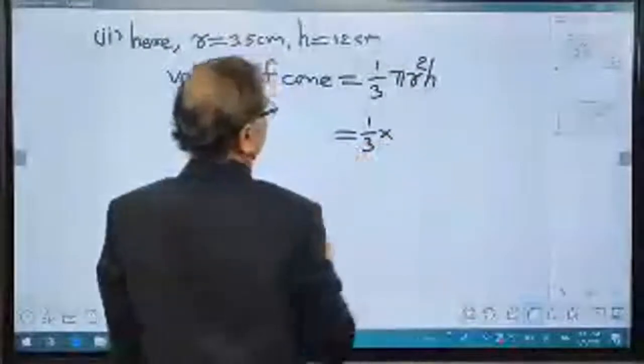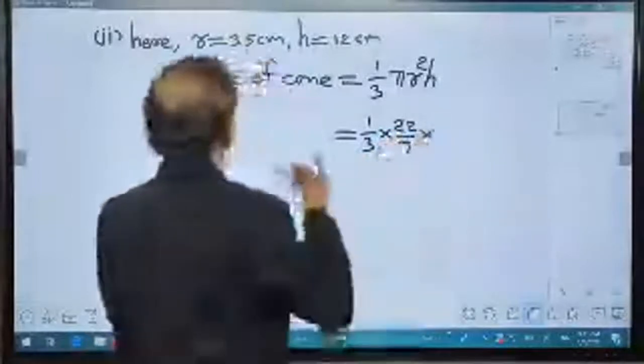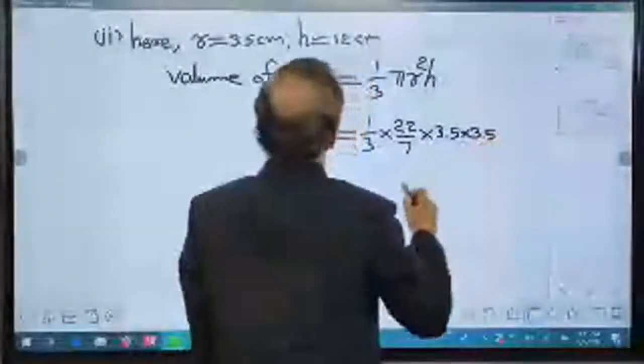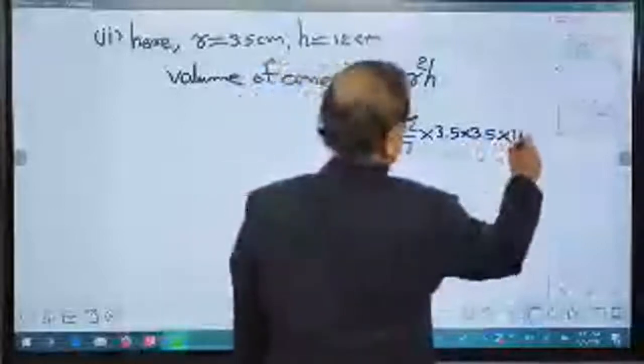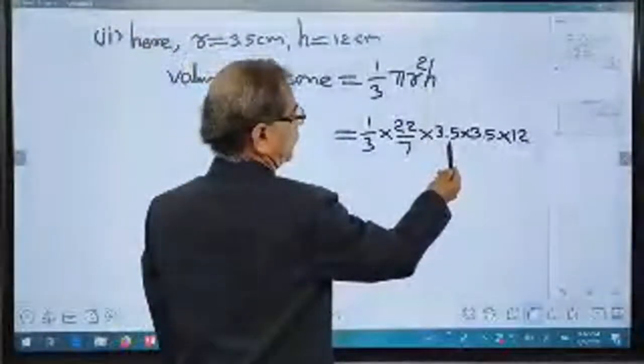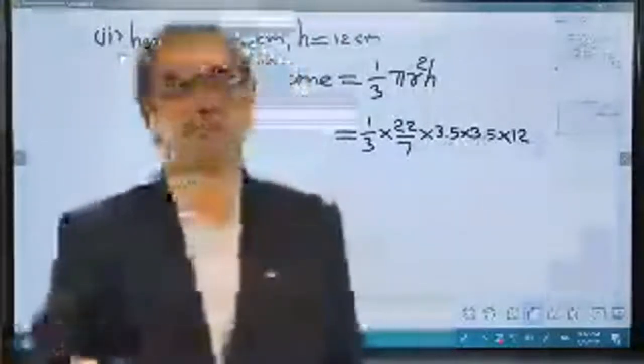1 upon 3 multiplied by pi is 22 upon 7. Radius with the decimal point is 3.5, 3.5 multiplied by 3.5 multiplied by height is 12. Now, if you are not comfortable with the decimal points, then you will have to remove the decimal point in the next step. So, what happens here? After decimal point, you have one digit here. After decimal point, here also you have one digit. So, if you remove the decimal point, then you will have to write 10 in the denominator. Then it will be something like this.